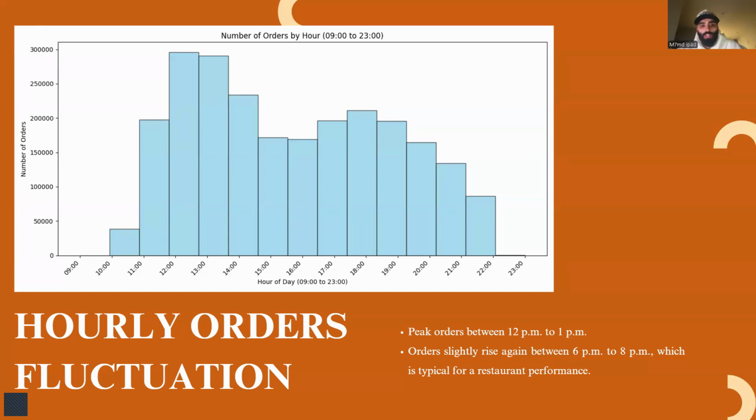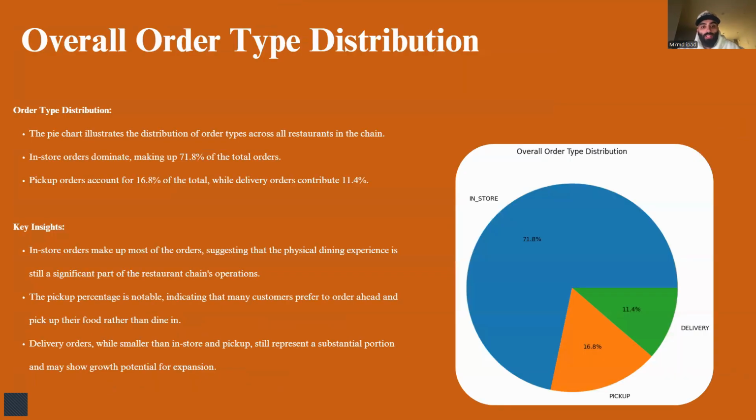Thank you. So now we're going to go over the order type distribution. In-store orders make up 72% of total orders, with pickup at 17% and delivery at 11.4%. This shows a strong preference for in-store dining, but pickup is growing, and delivery has potential for expansion.